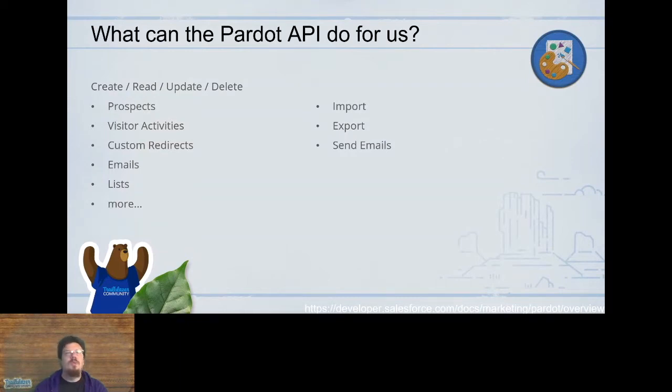Other things we can do: data imports into Pardot by API. We can do exports of the data out of Pardot by API. And then we can use the API to send email, list emails and one-to-one emails and stuff like that. There's the connections to allow us to do API sending.